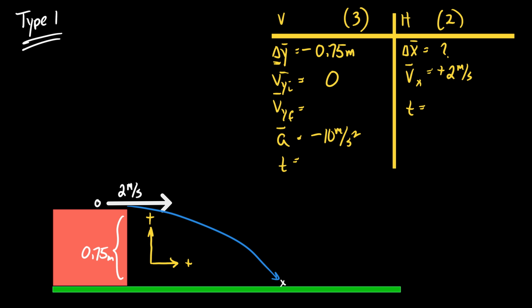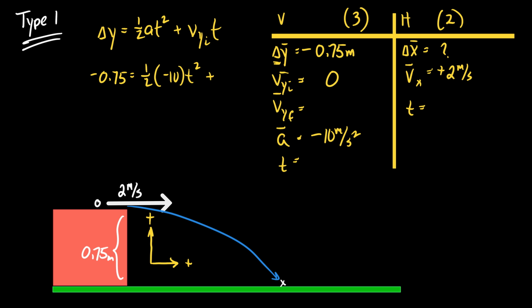We're going to be using one of the Galilean motion equations to do so. So I think let's pick one that's going to work. And I'm kind of steering you towards the one I think is going to work there. I think we'll do delta y equals 1/2 a t squared plus vy initial times t. That has everything in it except for time. So negative 0.75 equals 1/2 times negative 10 t squared plus 0 times t.